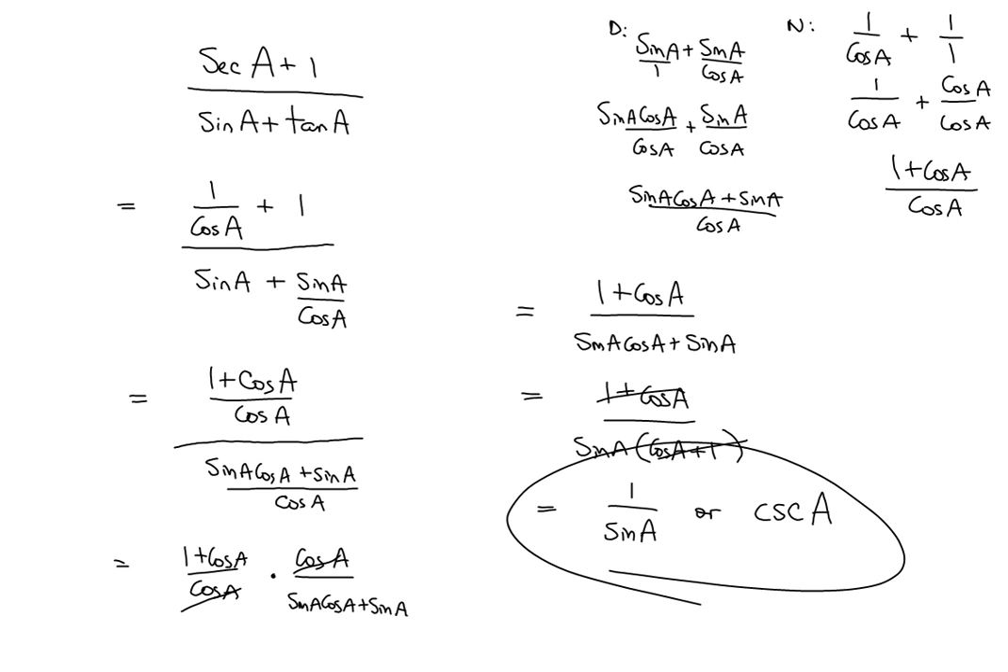So notice, guys, that we ended up with this complex fraction. We worked with just the top, the numerator, made it into one fraction. We worked with just the bottom, the denominator, made it into one fraction, and then we multiplied the top by the reciprocal of the bottom, and then we started factoring and canceling. Okay? This is what you're going to see on probably 90% of these problems.